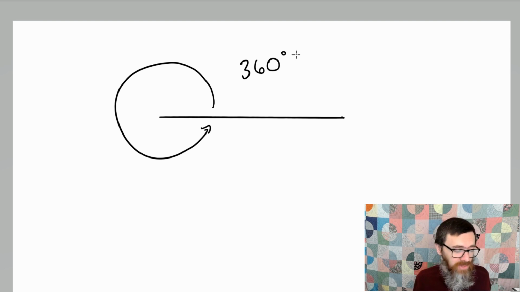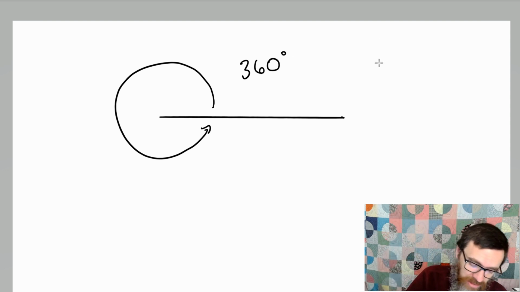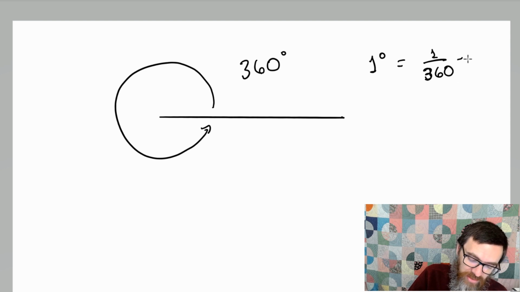Okay, you might say, why 360? And we can always blame the Babylonians. They used 360, and that's just kind of what stuck. Okay, so 360 degrees is one complete rotation, which means that 1 degree is 1/360th of a rotation.